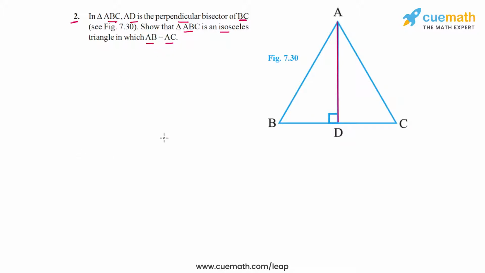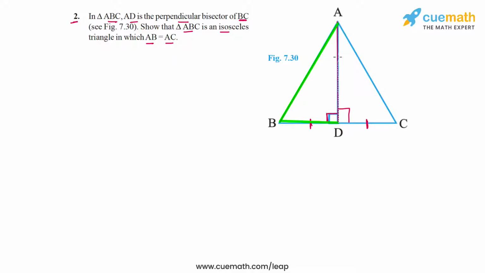Okay, so because AD is the perpendicular bisector of BC, it's perpendicular to BC, so we have these two angles as right angles, and also it bisects BC, so BD and DC must be equal. Now let's compare triangle ABD with triangle ACD. So let me highlight these two triangles for you. So triangle ABD is this triangle.